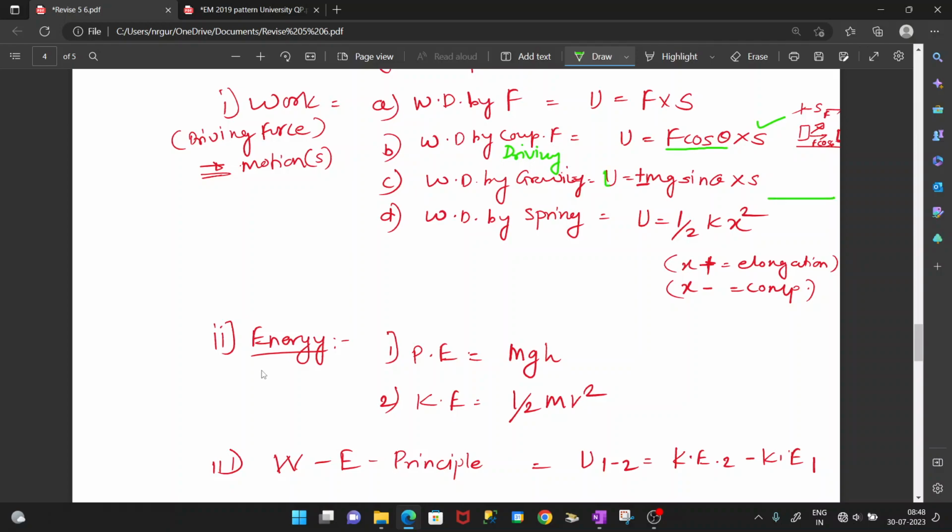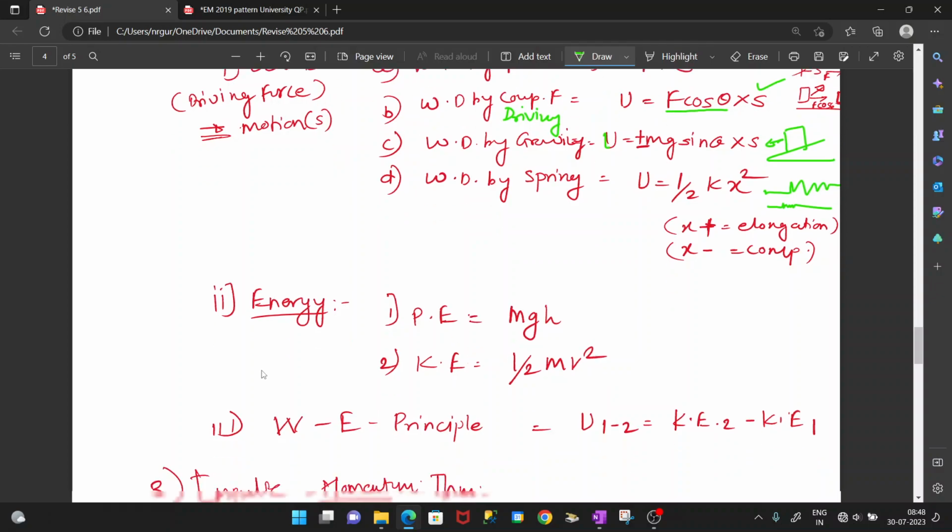Gravity means we also have that special case in friction. This particular force is the driving force. If it is moving downward with gravity, that is plus. If it is moving upward against gravity, that is minus mg sine theta into s. And the last one is work done by the spring. U is equal to 1 half k x square. What is x? x is either the elongation of the spring or the compression of the spring. If the elongation is considered in the problem, then we have to take plus x. If the compression is there in the problem, you have to take minus x.